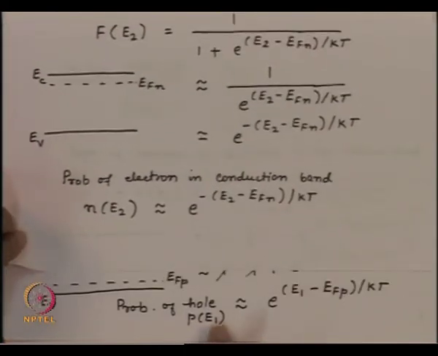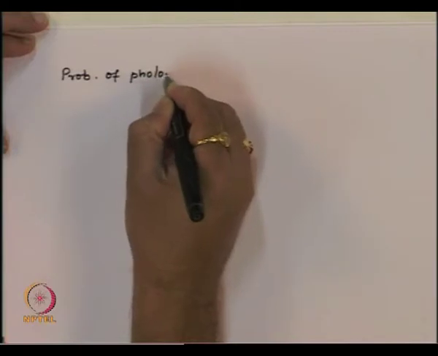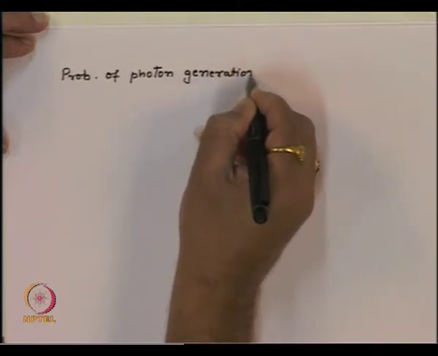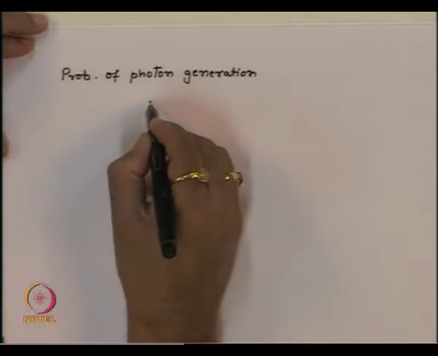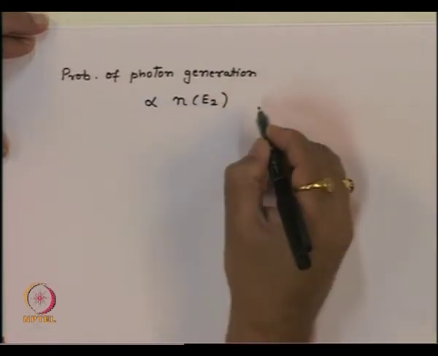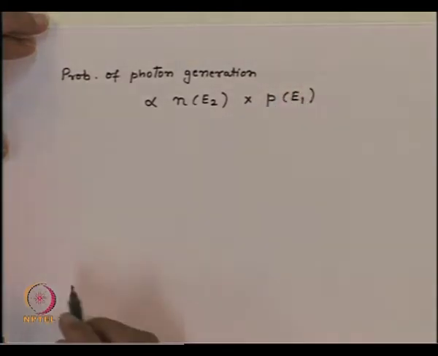So, I now have the probability of electrons in the conduction band and the probability of holes in the valence band. If any electron can recombine with any hole to give me a photon out, then the probability of photon generation will be the product of these two. So, the probability of photon generation will be proportional to n(E2) multiplied by P(E1).